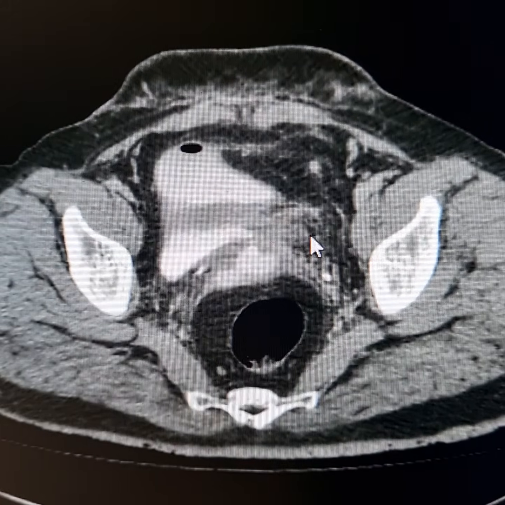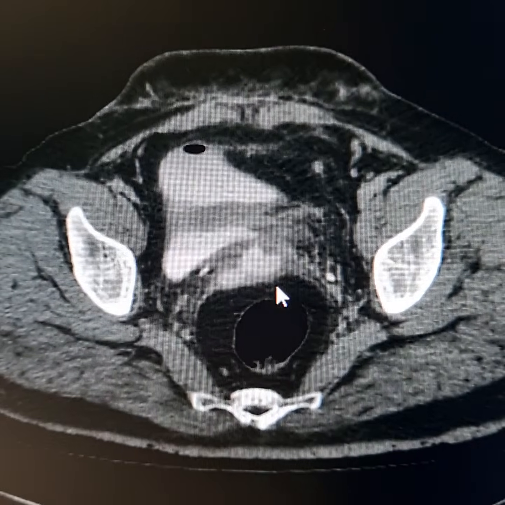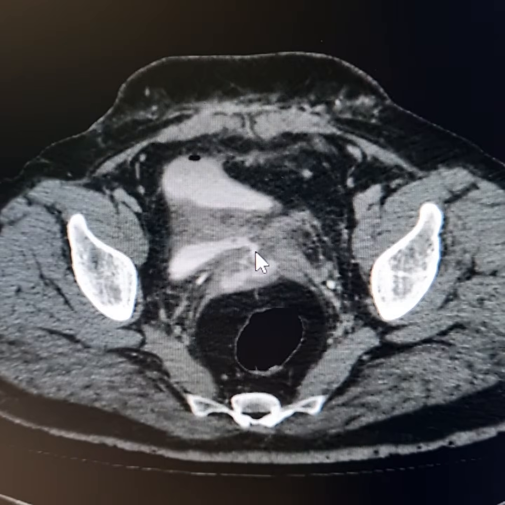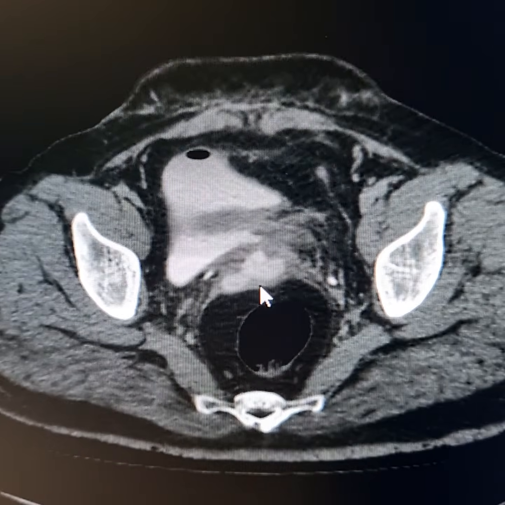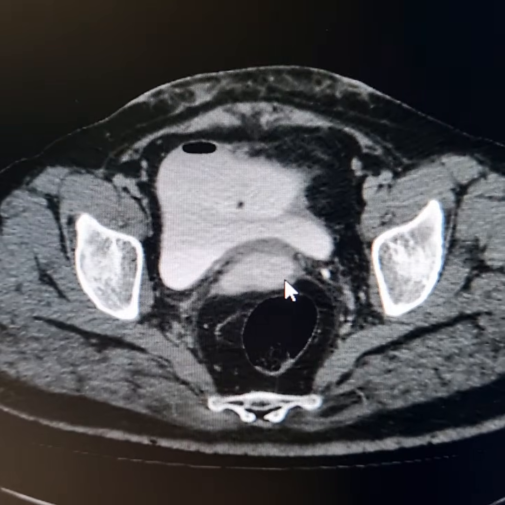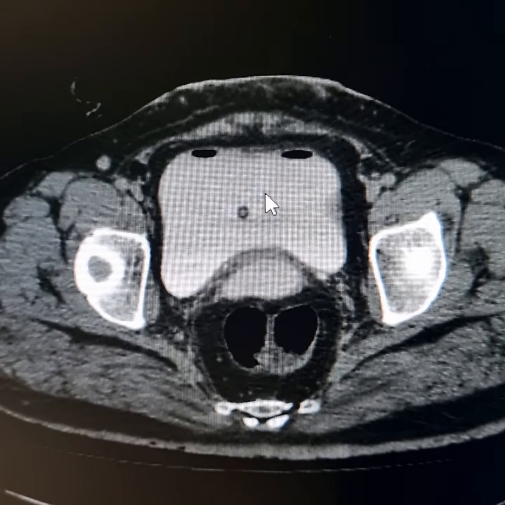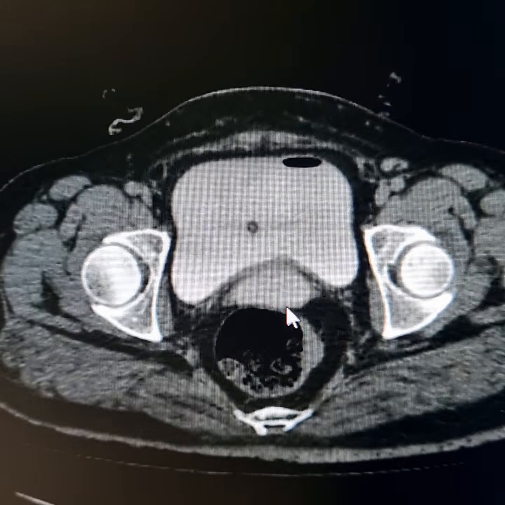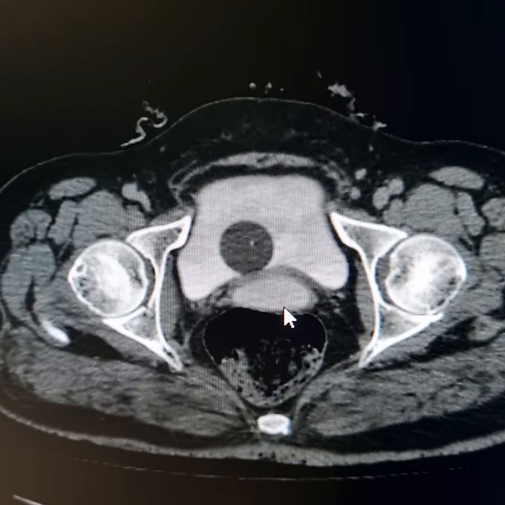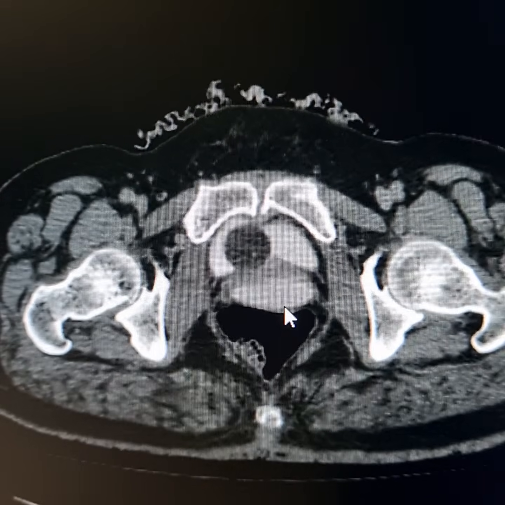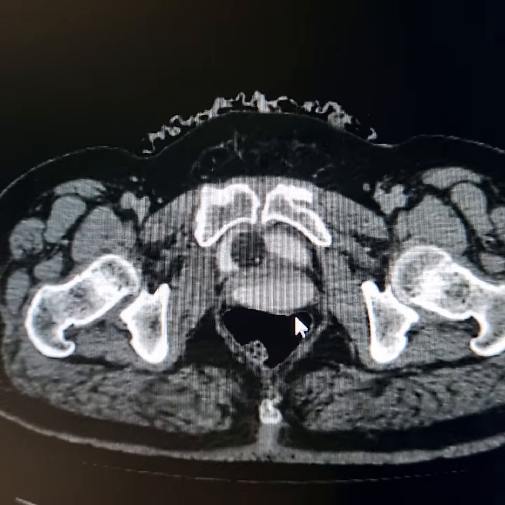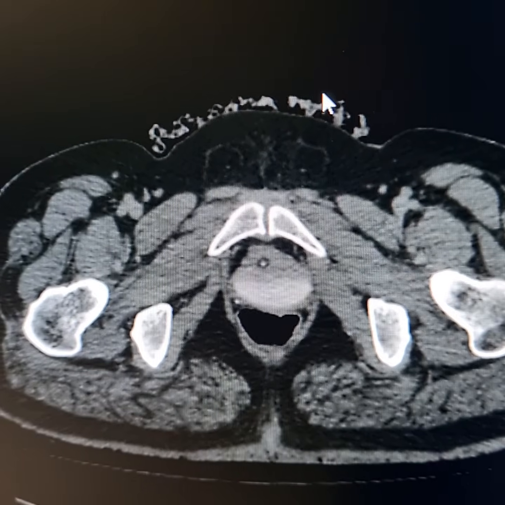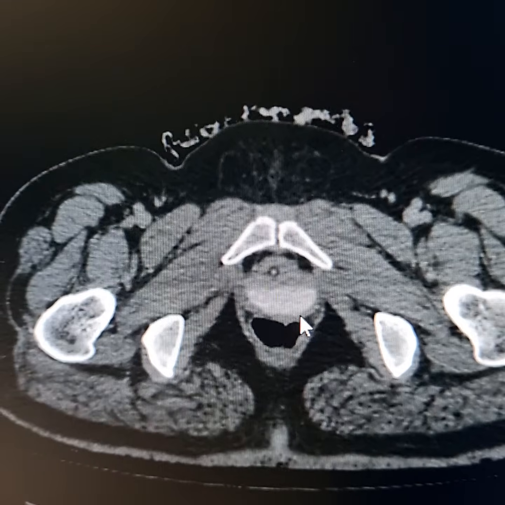As I scroll down, this is the site of communication between the urinary bladder and the vagina, this one here. The contrast medium has entered the vagina. This is the urinary bladder, Foley's catheter. This is the vagina here. This is the Foley's catheter balloon. Now the contrast medium has spoiled the pamper.